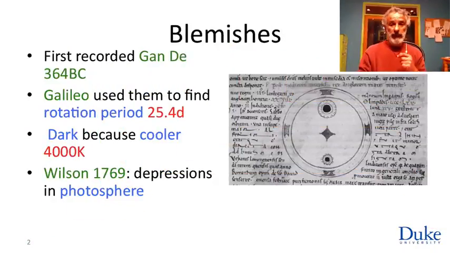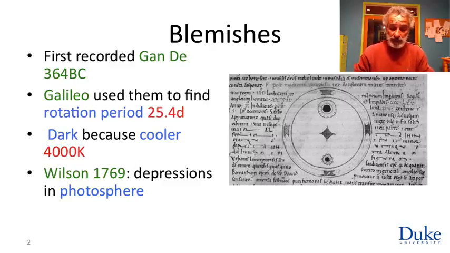And so the indication of solar weather are these blemishes, these spots on the sun. First known recording of these is in the writings of a Chinese astronomer, whose name I can only pronounce as Gande. Galileo observed the sunspots and used them to find the rotation period of the sun. The sun rotates about its axis, moving from west to east every 25.4 days.